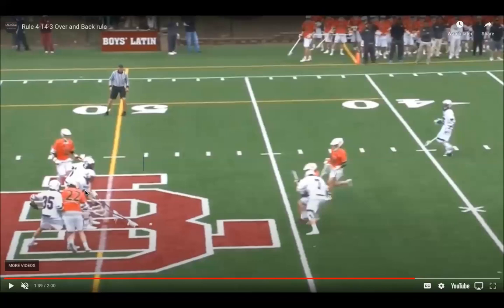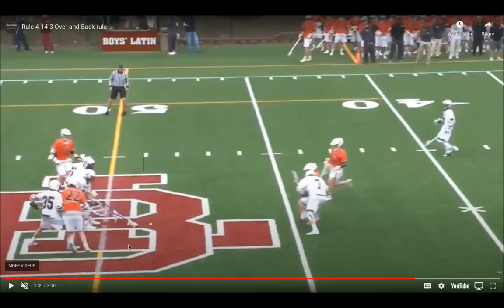Now, this also brings up a really, really interesting scenario. And this is something that I think has happened to most veteran officials. Right here, we have 3 white players and 2 orange players. Let's say that this white player pushes number 22 across midfield. Let's say that 35 of white pushes number 22 in orange in the back across midfield.